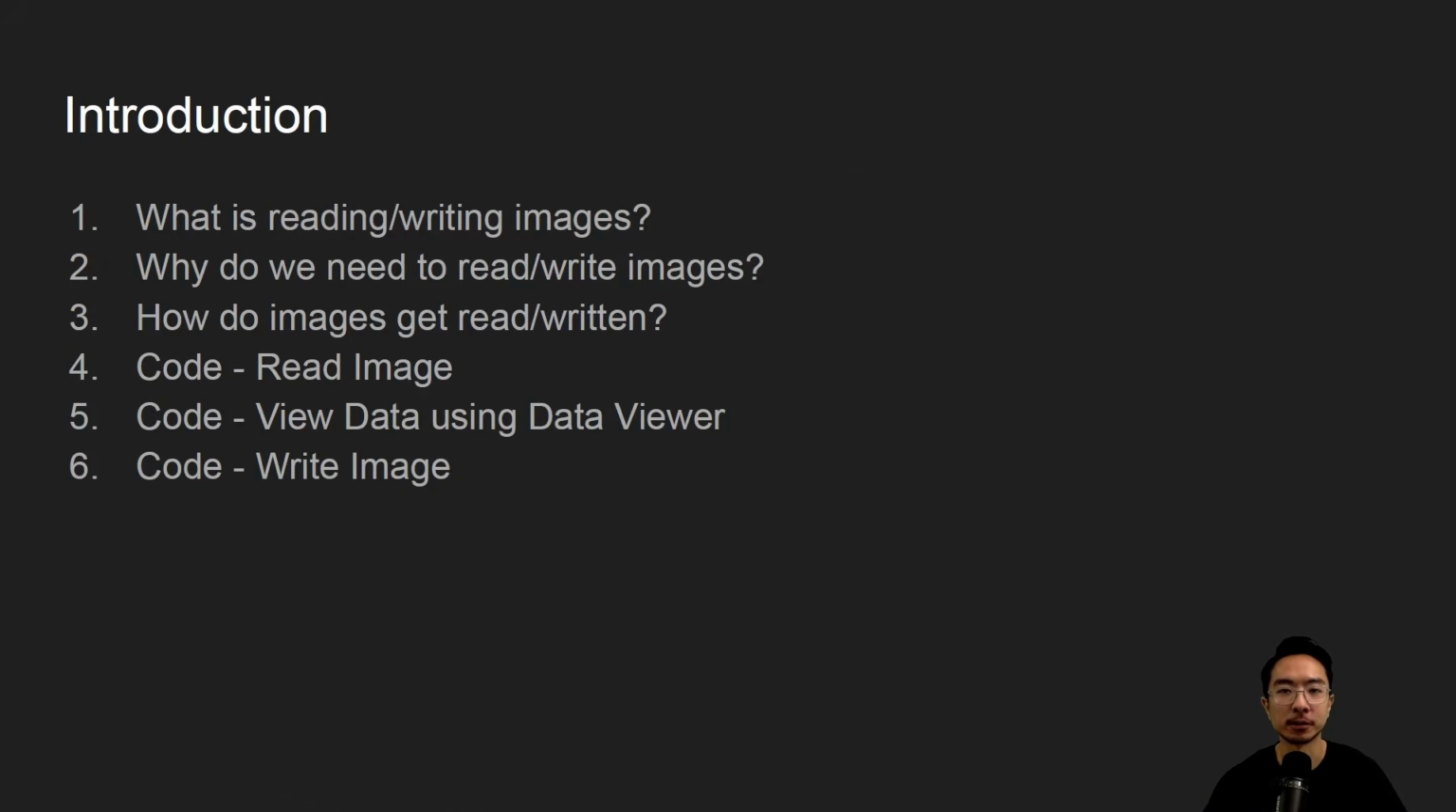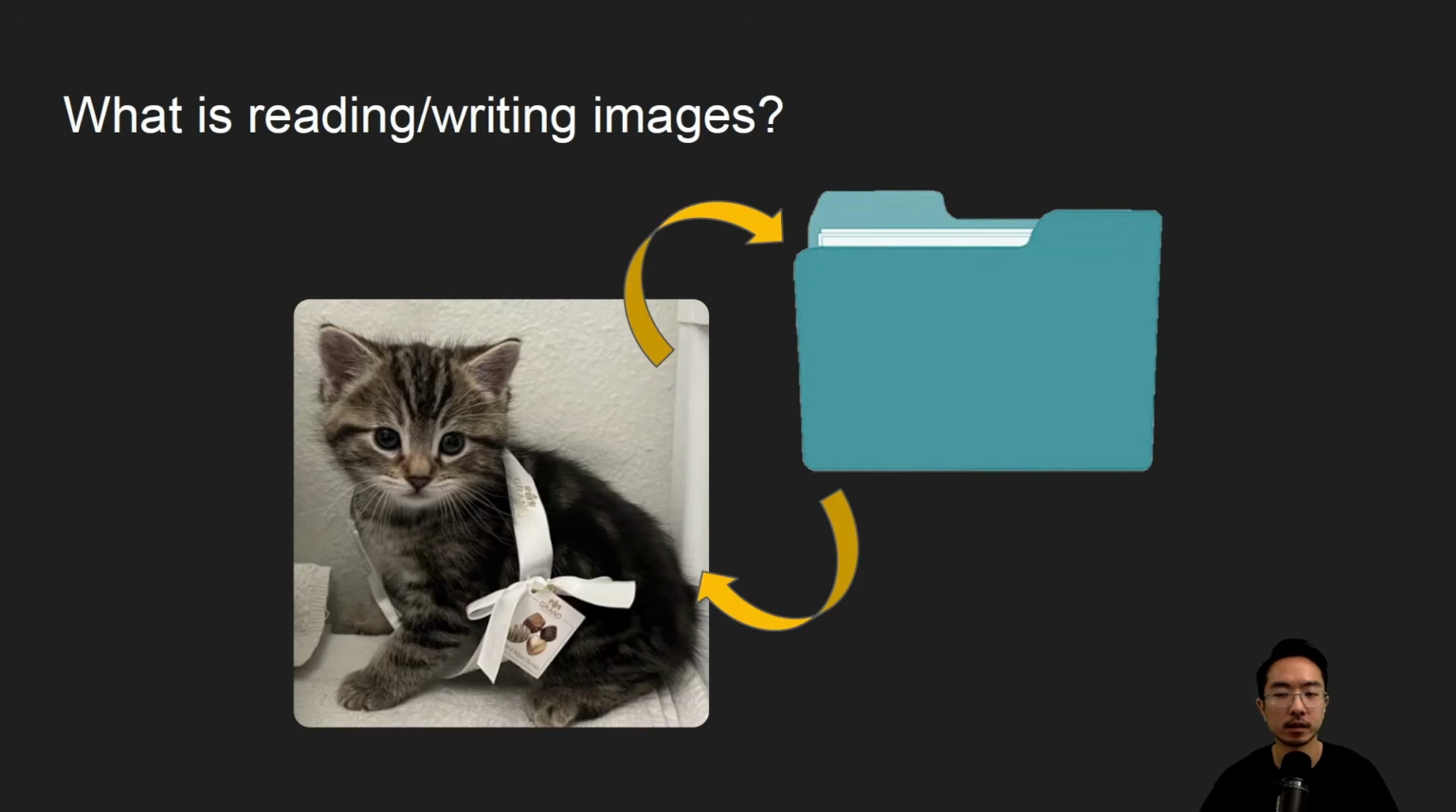Okay, so in this video, I'm going to talk about reading and writing images. I'm going to talk about what reading and writing images is, why we need it, how it happens, and we'll jump into some coding examples. So what is reading and writing images? When you have a photo at some location in your PC, some folder, you may want to extract that image, or you may want to write that image. That's basically the idea of reading and writing images.